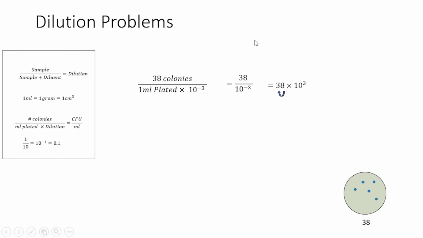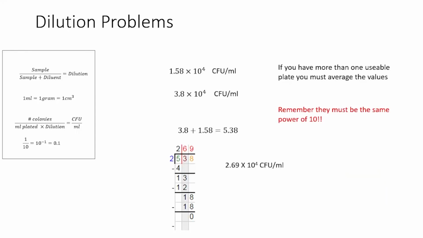Divide by negative exponents, you put it up on top as positive. We want scientific notation, so we move the decimal place over 1, and that becomes 3.8 times 10 to the 4th CFU per mil. Put a box around the answer. Okay, but we've got 2 usable plates, so we have to average them.